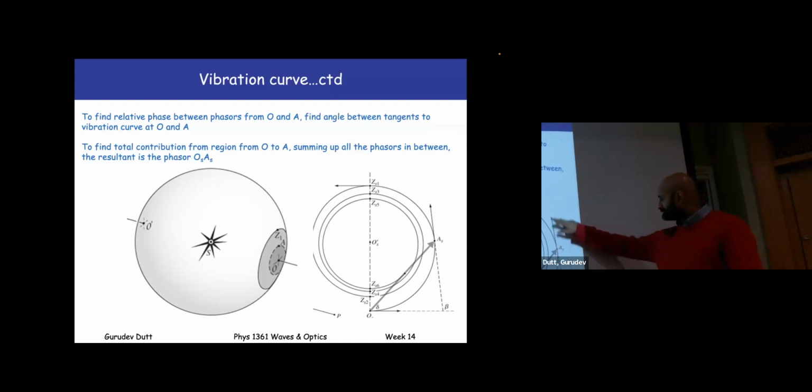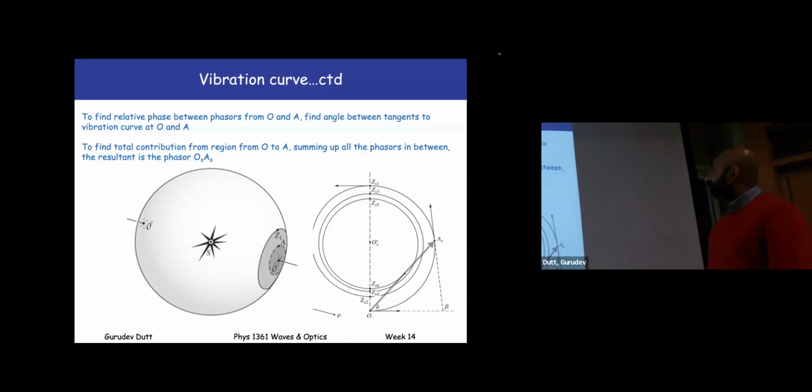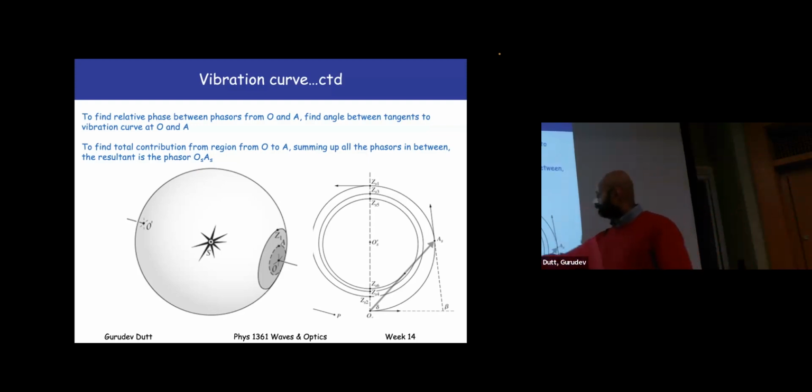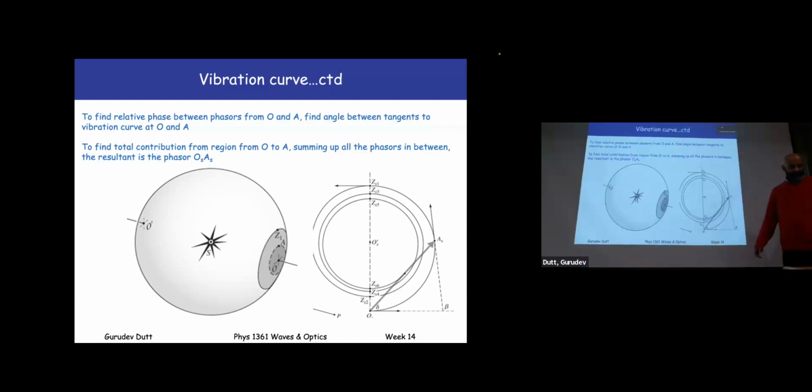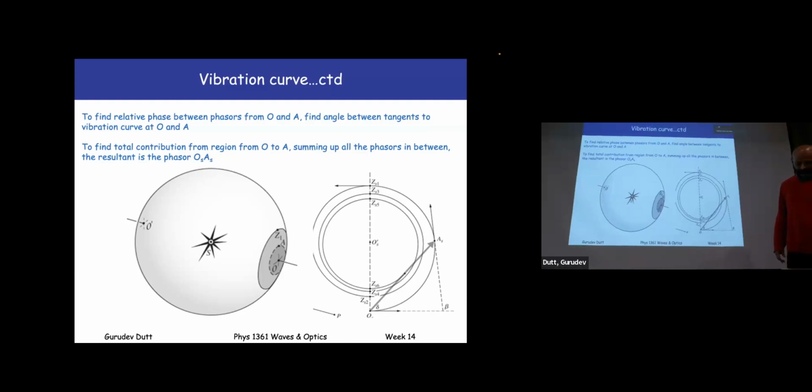And so this point A has a tangent to this curve, and the angle between them is beta. Okay. And then I simply find that angle between the tangents to the vibration curve. That's the relative phase between O and A. And now I just sum up the phasors in between. The resultant is the phasor from O to A. Okay. So that is the total resultant phasor. And beta, of course, is the angle now between A and the point P, for example. Okay. So that is basically how you find the points on the vibration curve and how you calculate the resultant phasor from O to A, which will now make an angle delta with respect to the original phasor.